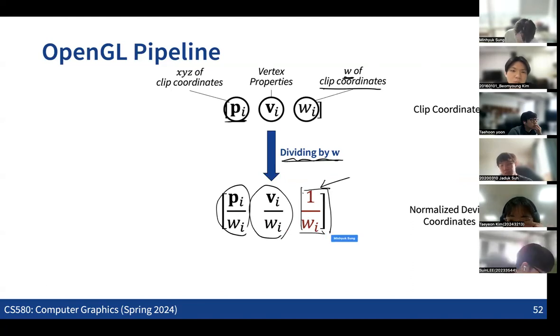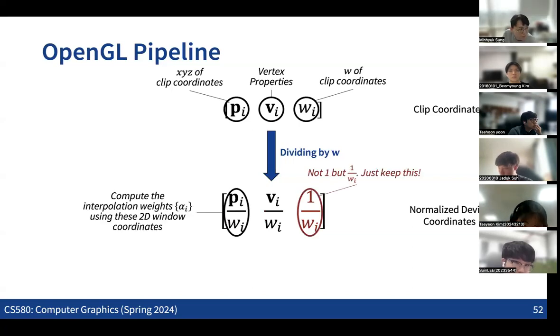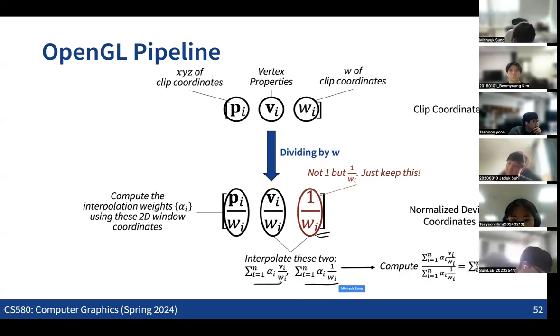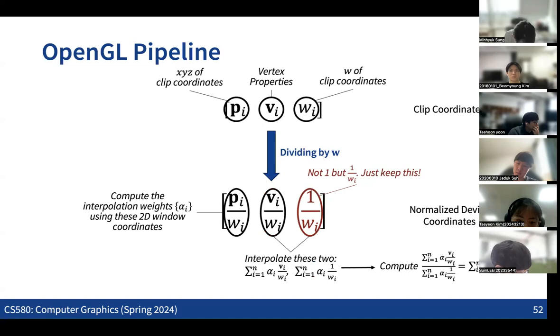So this is just extra information that we need to compute the interpolation properly. This is basically the information that we use to compute the interpolation with alpha using the barycentric coordinates. And we just keep this extra information, 1 over W. Then what we do is we interpolate these two quantities using the rasterization pipeline, and then we compute this over this in a way that we can calculate the interpolation of the vertex properties properly. So these are some details that are happening in the rasterization.